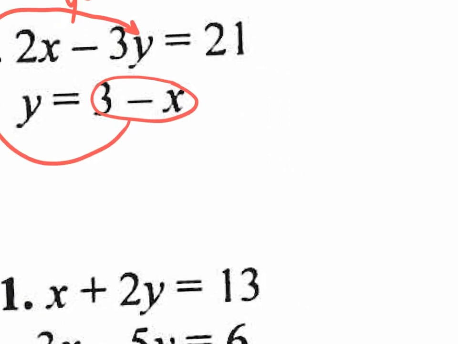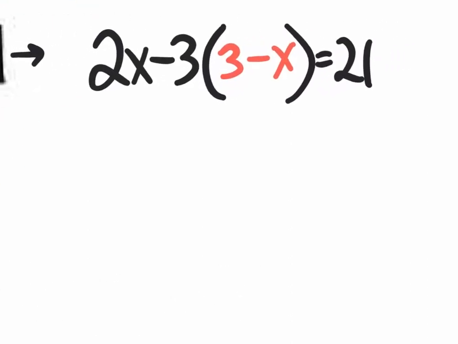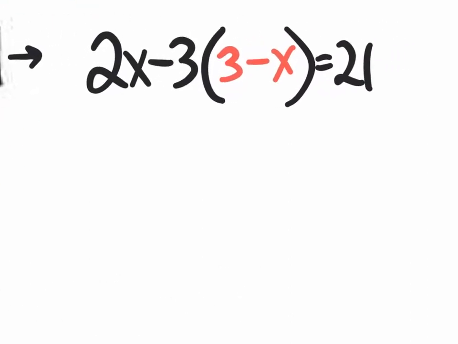So I'm going to rewrite my top equation right here on the side. It's going to read 2x minus 3 times parentheses equals 21. Now the y is 3 minus x, so I'm going to plug in a 3 minus x right into that parenthesis. Now we're able to take this equation and solve for x. Now it doesn't matter if you write negative x plus 3 or 3 minus x. We're still going to have to distribute and combine like terms.